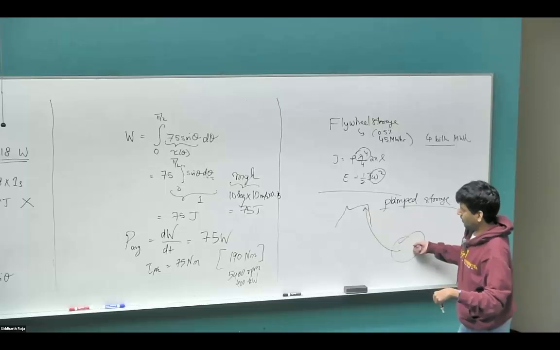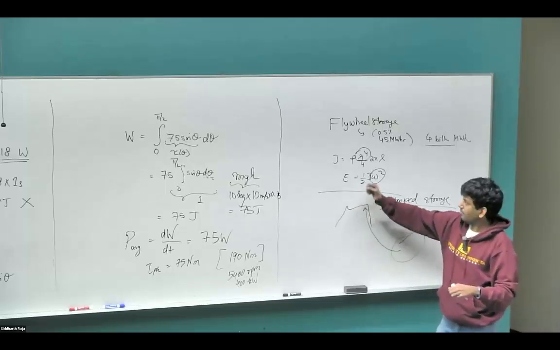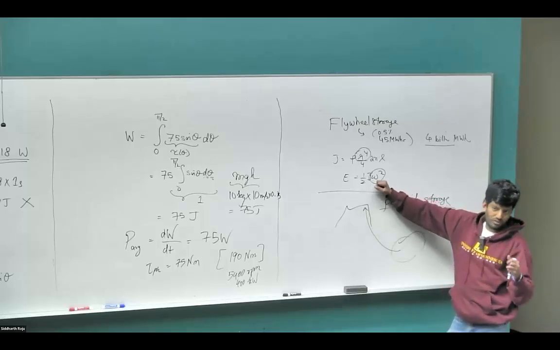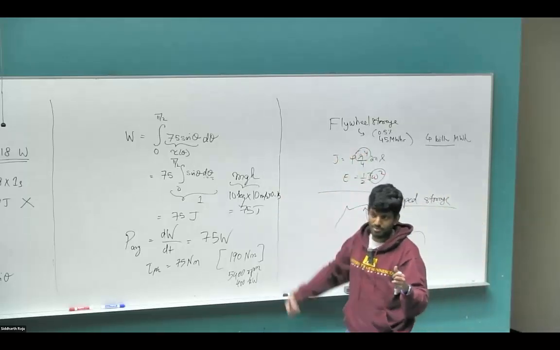So if you double the weight in this reservoir, double the volume, you can only double the energy storage. But in this case, if you double the speed, you get 4 times the energy storage. If you make it 10 times faster, you can get 100 times the energy storage in this flywheel mechanism. So what is the problem?